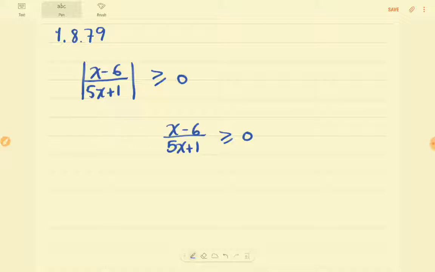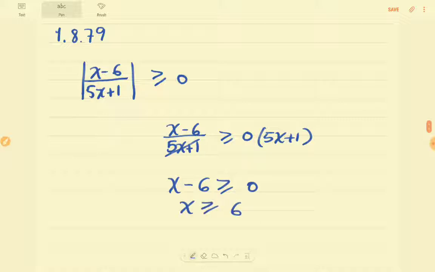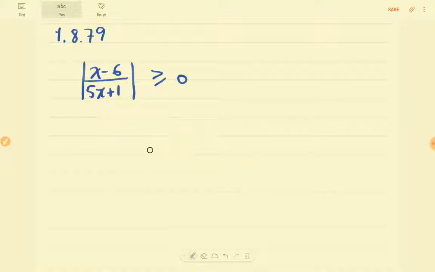And I'm going to resist the urge to multiply by 5x plus 1 on each side to cancel out the denominator, because that would result in this, which would result in this, which is absolutely not even close to the right answer. So again, whenever you have an inequality symbol, you do not clear the fraction by multiplying through with the LCD.